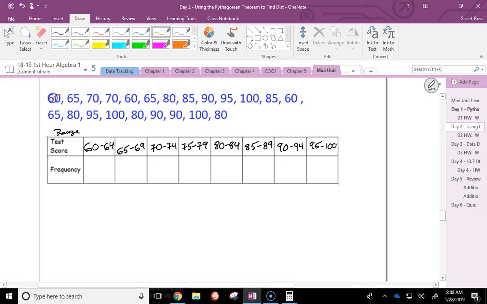All right. So when we do this, I just go through. Okay, 60, and I'm going to put a tally mark. 65, 70s, 60, 65, 80, 85, 90, 95, 100, 85.